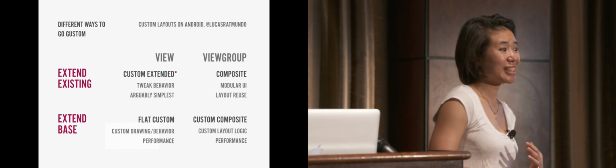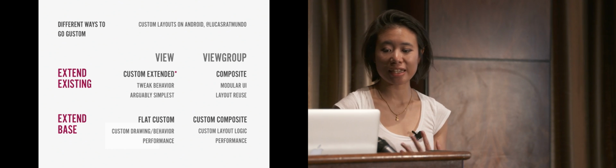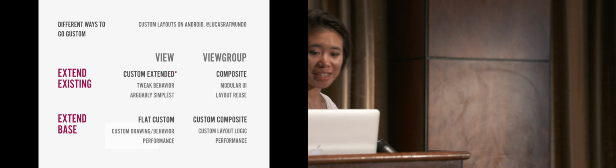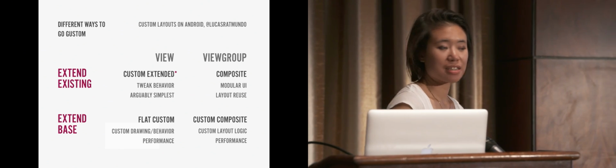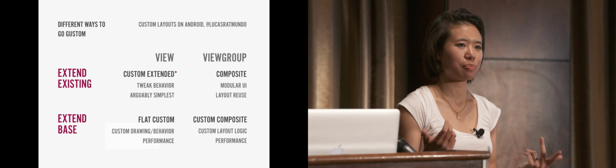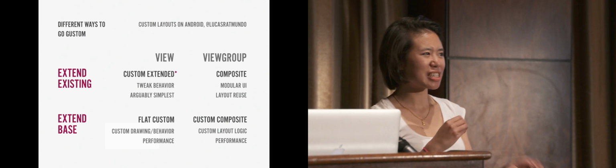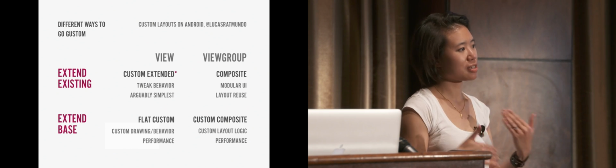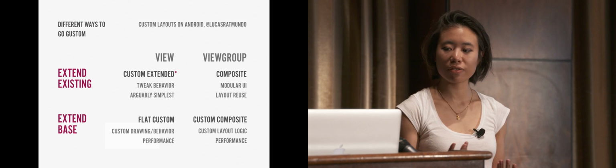You can extend an existing class, or you can extend the base view class, or extend the base view group class. So the easiest is at the top. And the easiest thing you can do is extending an existing view class. I mentioned my example from before where I was taking text view and extending it and just tweaking something that I didn't like. Arguably, it's the easiest way to get some custom logic or custom behavior out of a view.